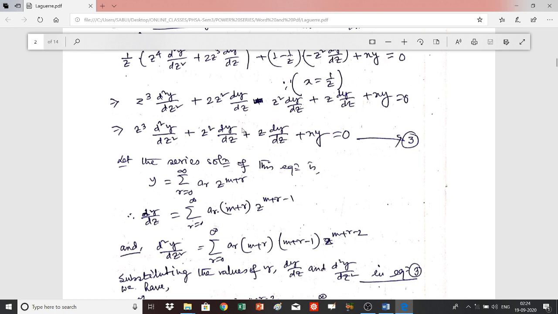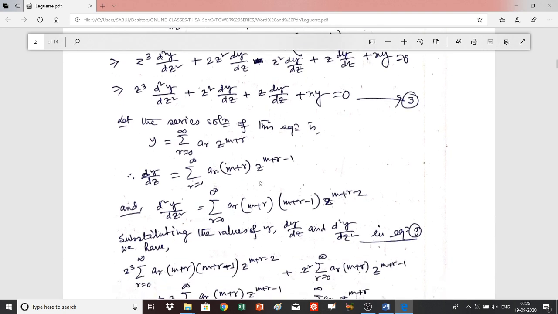And now this is the standard form in which we can solve this equation, as we did in the case of Legendre, Hermite, or Bessel's differential equations. Since we are using the power series method, y is taken as the sum from r equal to 0 to infinity of a r z to the power m plus r, that is, y is in ascending powers of z. So dy by dz is the sum of a r (m plus r) z to the power m plus r minus 1, and similarly d2y by dz square is the sum of a r (m plus r)(m plus r minus 1) z to the power m plus r minus 2.